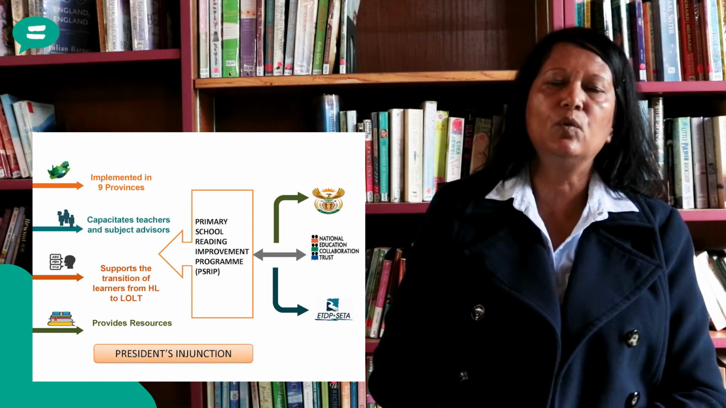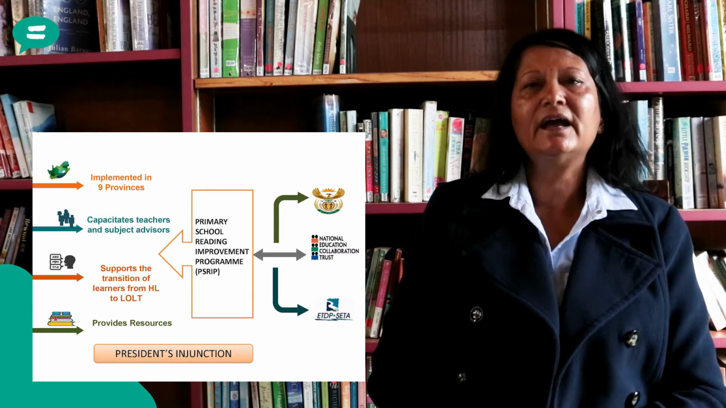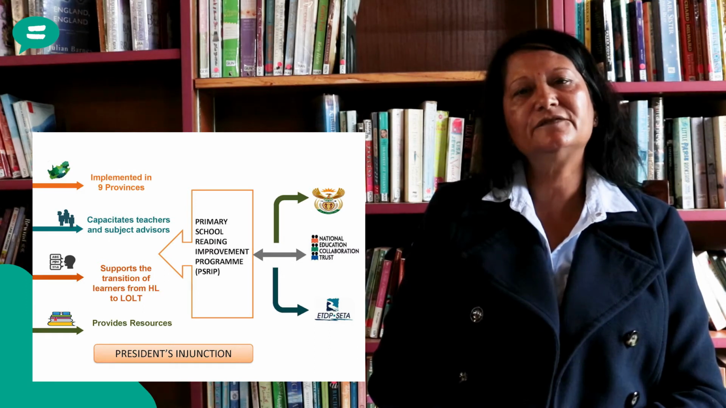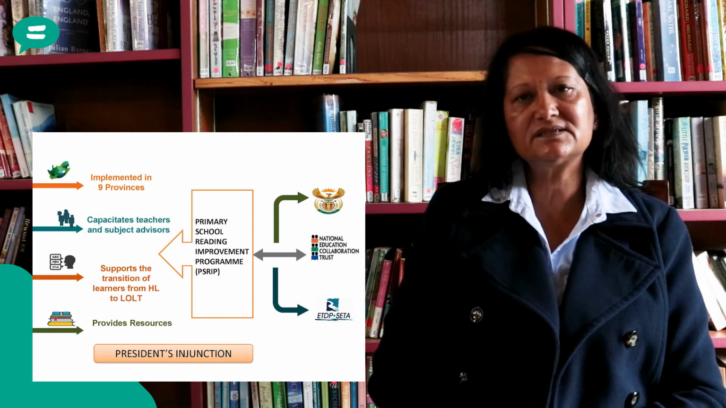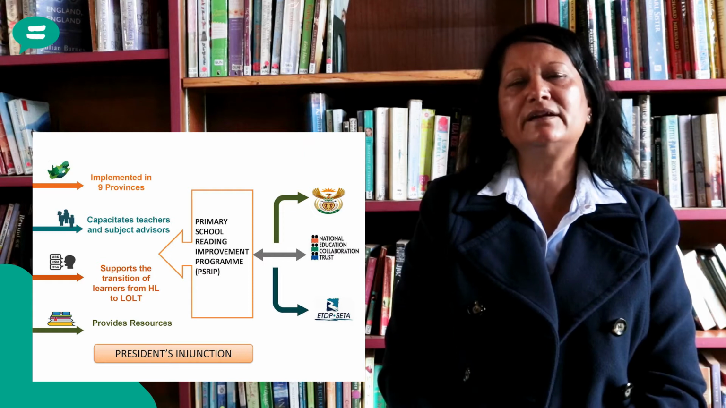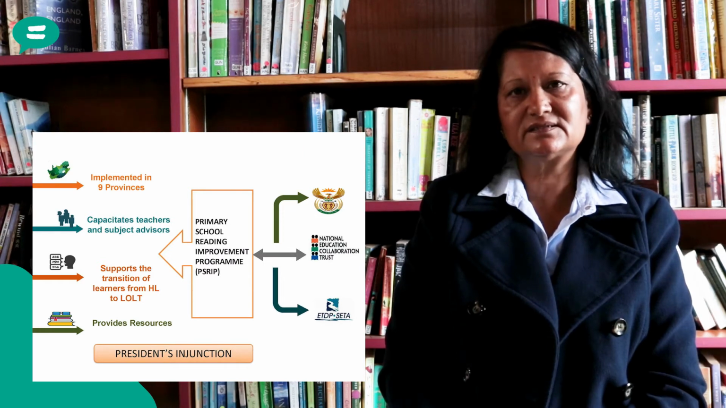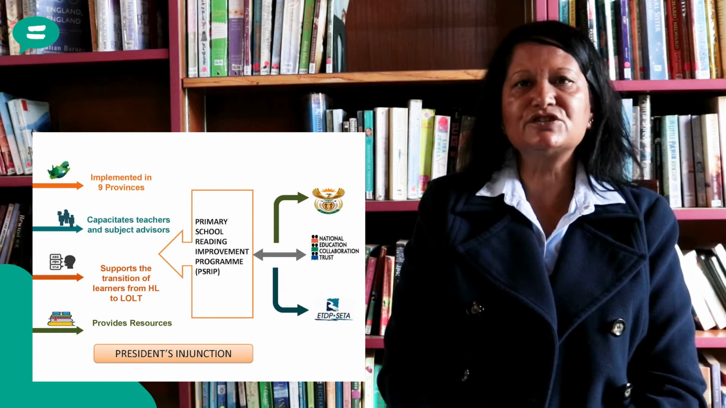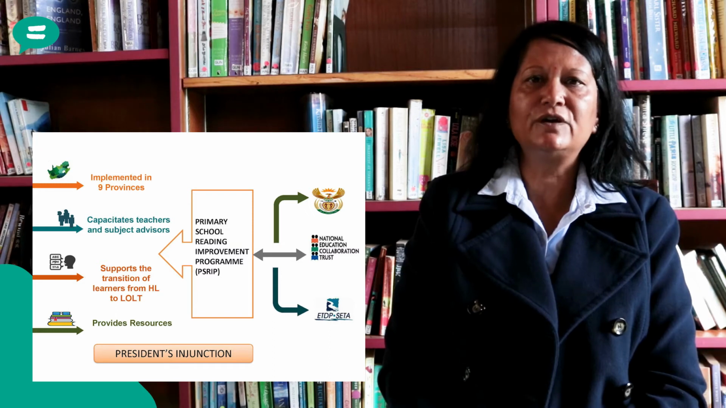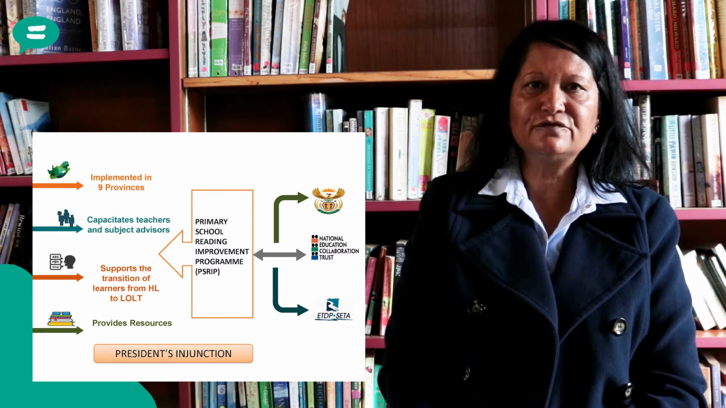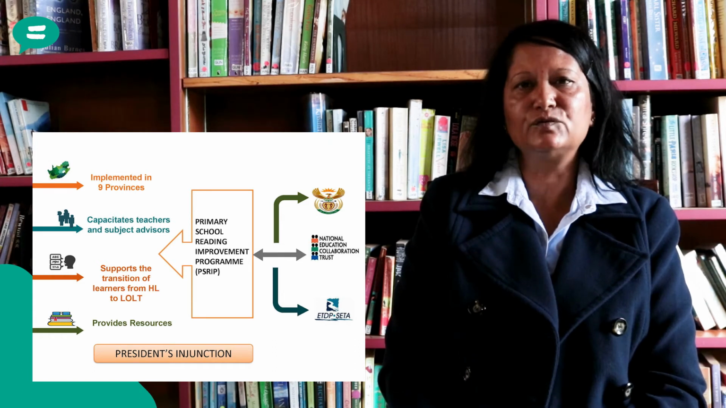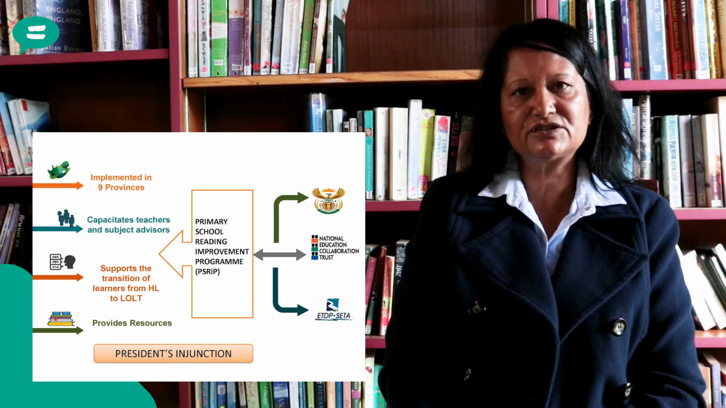How does this program work? Firstly, it is implemented in all 9 provinces of South Africa in selected first additional and home language classes. It seeks to capacitate teachers, school managers, subject advisors, as well as provincial coordinators. It supports the transition of learners in the foundation phase from home language to the intermediate phase and the use of English as a medium of instruction.